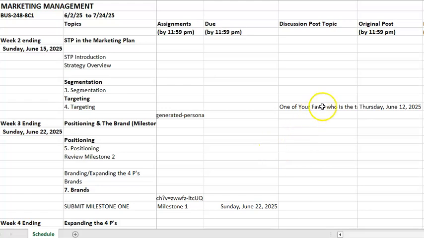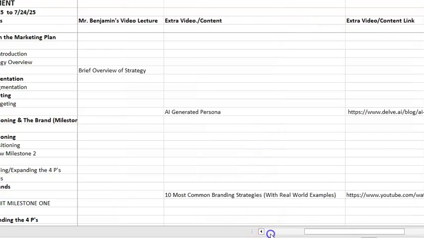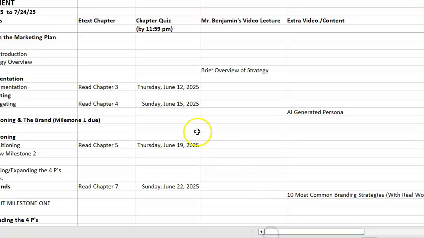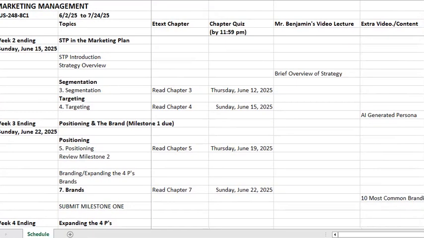And then we have a discussion topic this week, which is to take a look at one of your favorite products and outline, to the best of your ability, who you think the target market is for that product. That'll be your original post, and respond to your classmates' posts by Sunday. Okay, so the original post has to be done by Thursday. All right, so with that in mind, let's take a quick look at the chapters.